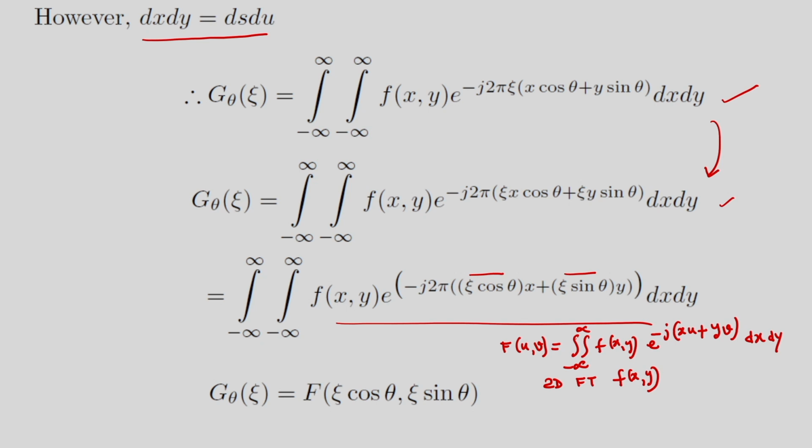So if I compare this 2D Fourier transform and this one, by comparison you will be getting F(u,v). What is u here? u is epsilon cos theta. What is v? Epsilon sin theta. So you are getting g(theta, epsilon) equal to this one. So that means the projection theorem is proved.